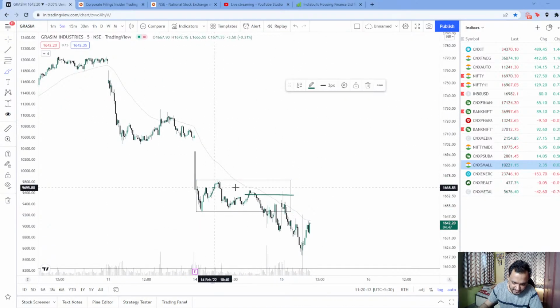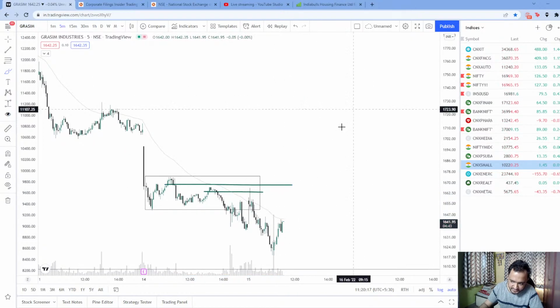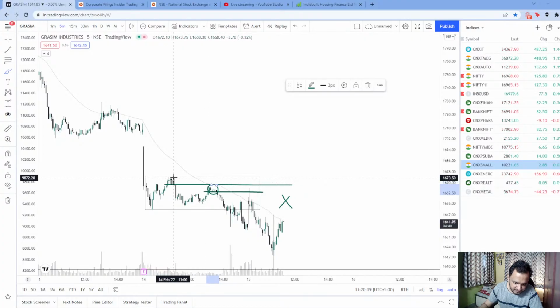This supply is very active. All right. So even though it looks like there's a good long opportunity here, there is none because we still have a lot of active supplies.